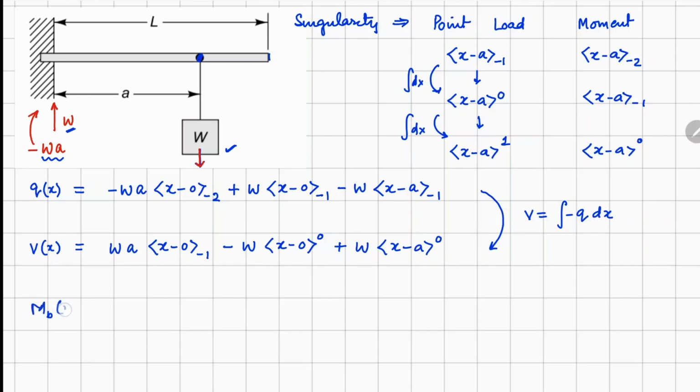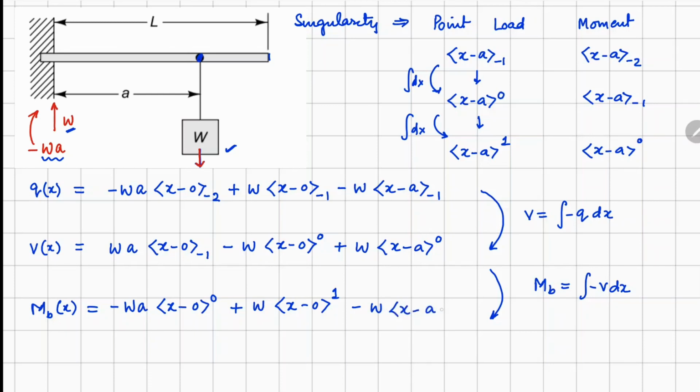Similarly, if I integrate it one more time, from here to here, I will get the value of bending moment, so minus the integral of V dx. So if I integrate again, signs will flip again, this x minus 0 to the power minus 1 will become 0, sign will flip here again, x minus 0, 0 becomes 1, minus W here, x minus a, 0 becomes 1. So after we get these functions, we can evaluate this in different segments.